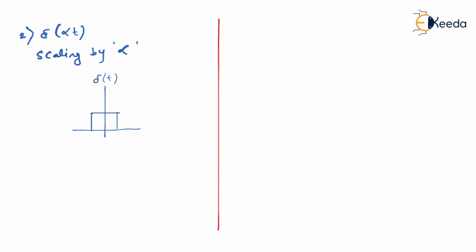So you know that this is minus a by 2 to positive a by 2. In the middle we have 0 and the height is 1 by a. Is that right? So whenever you do scaling, you're multiplying with alpha here. Okay, so you know that we do exactly reverse things. So whenever you have alpha t, you divide by alpha to lower limit as well as upper limit.